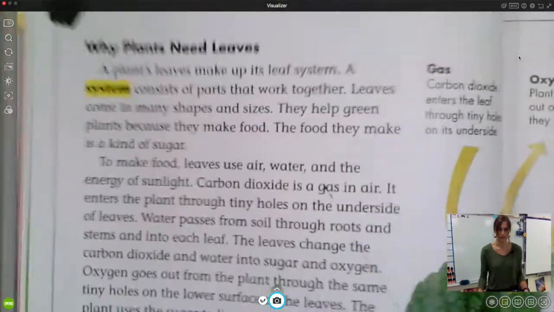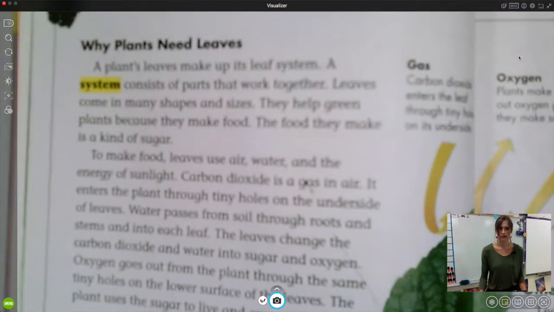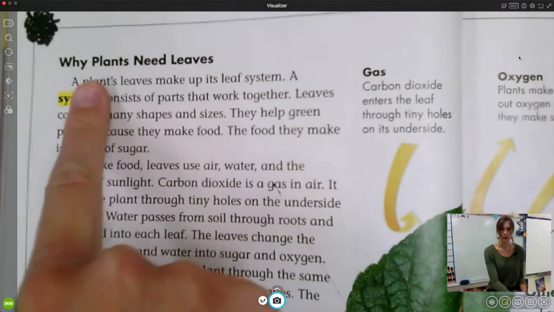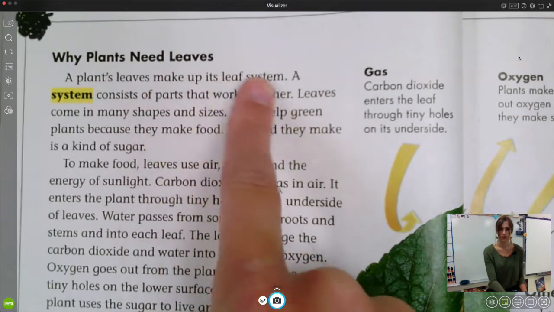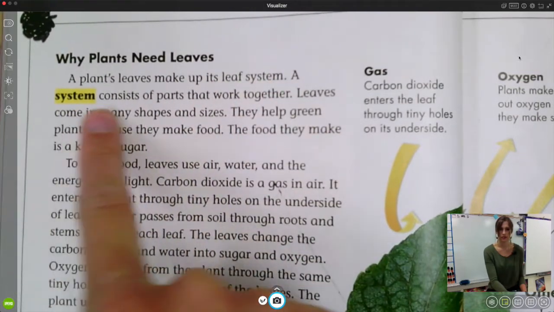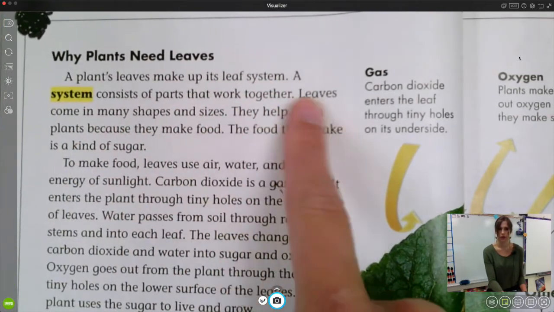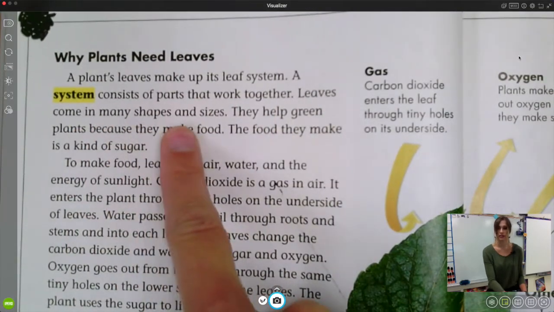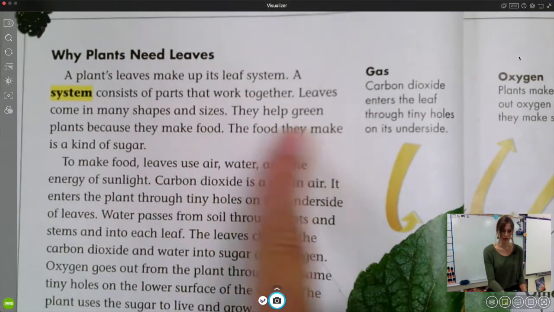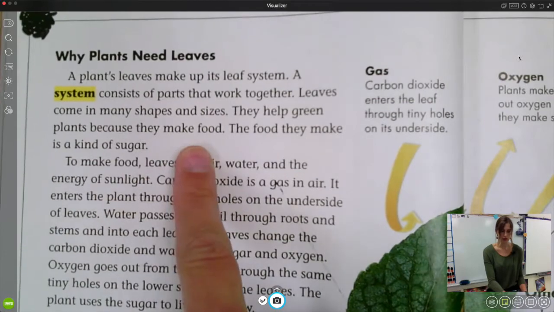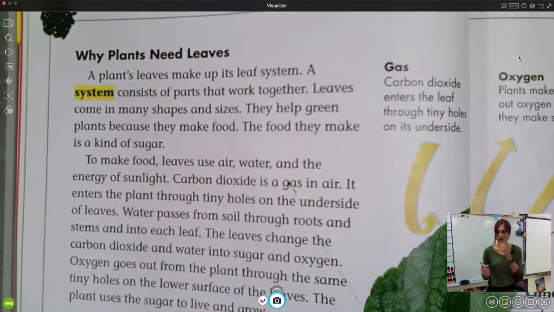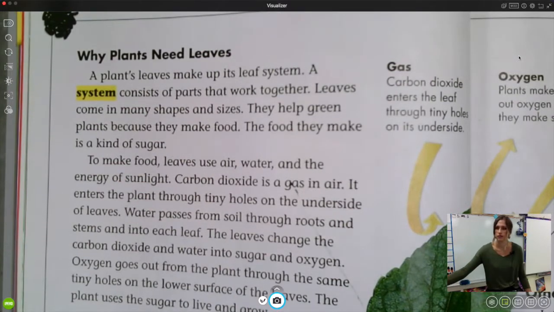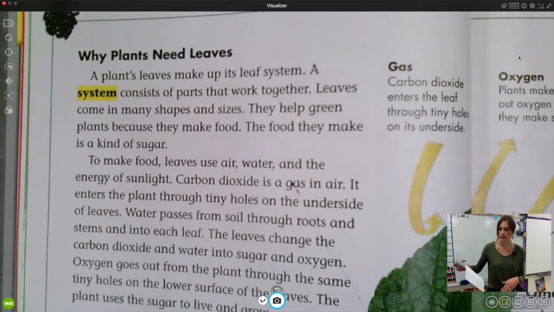All right. So plants need leaves. Today we're reading about why plants need leaves. A plant's leaves make up its leaf system. A system consists of parts that work together. Leaves come in many shapes and sizes. They help green plants because they make food. The food they make is a kind of sugar. So they can make their own sugar all by themselves. That food is all that they need.